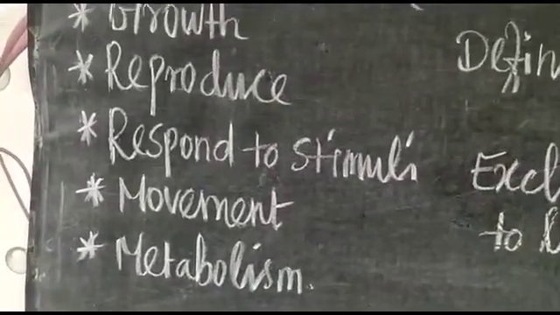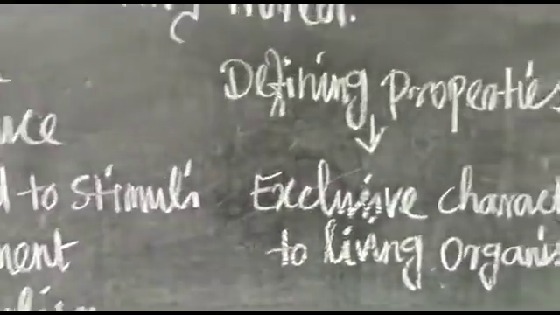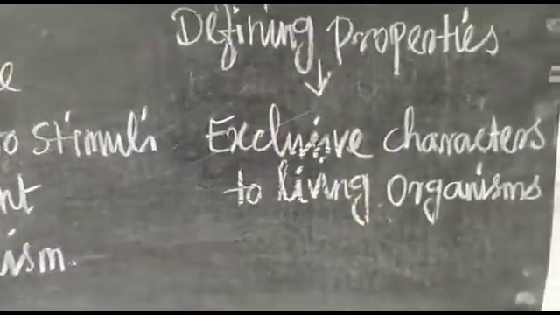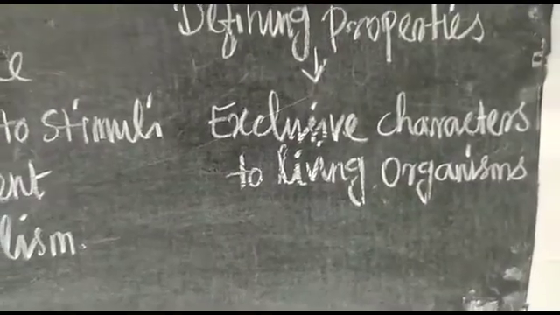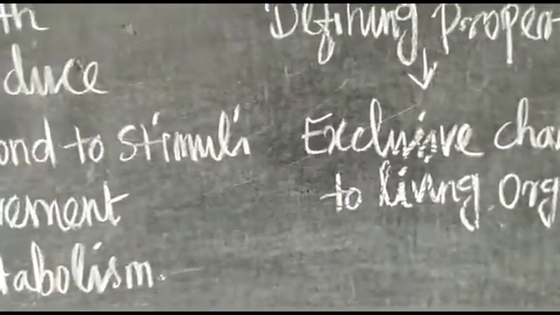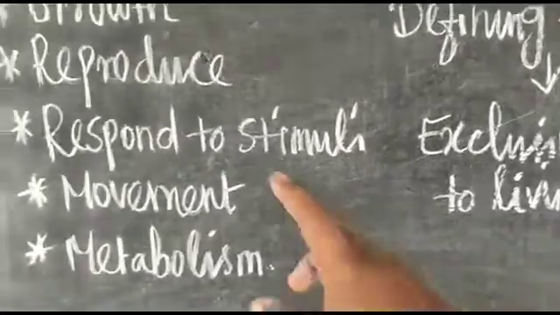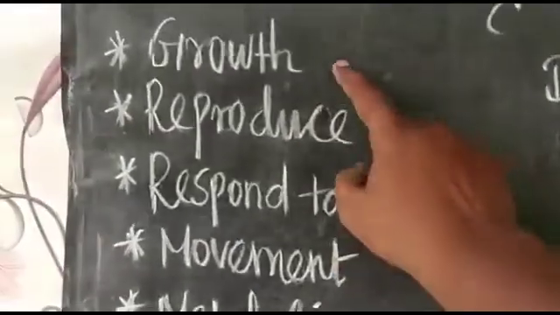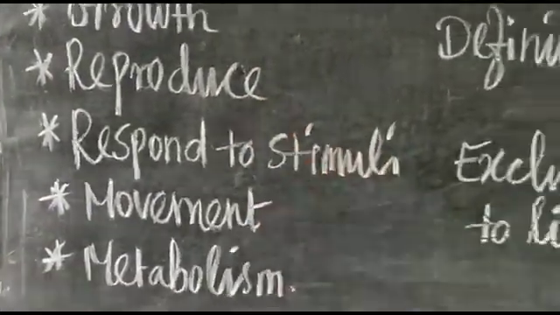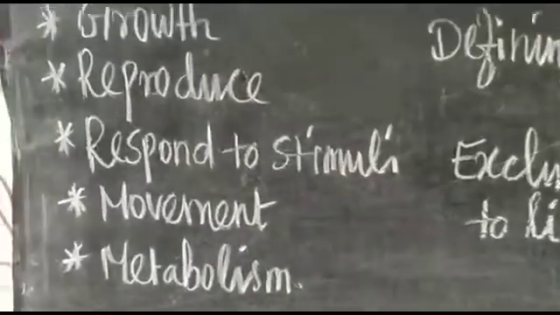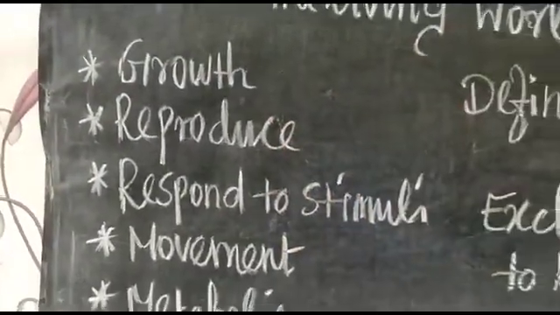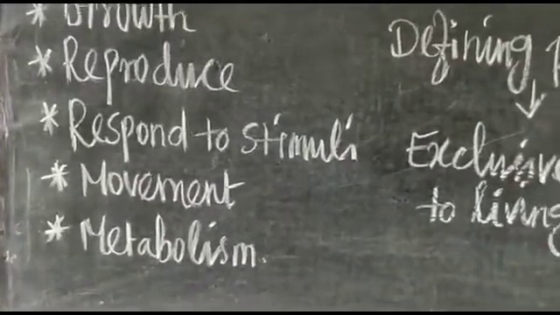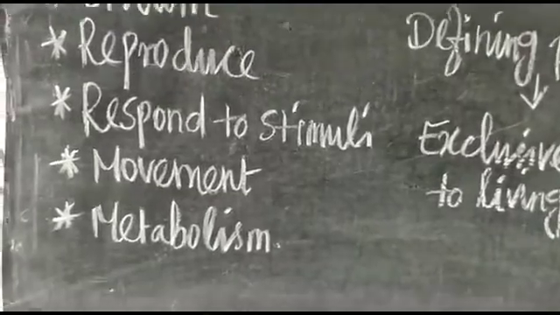Each living organism has defining properties. The defining properties are nothing but the exclusive characters of living organisms. Response to stimuli and metabolism are defining properties, but growth and reproduction are not defining properties. Why? Because growth is an increase in size, mass and number of cells, and single-celled organisms also grow and multicellular organisms also grow.